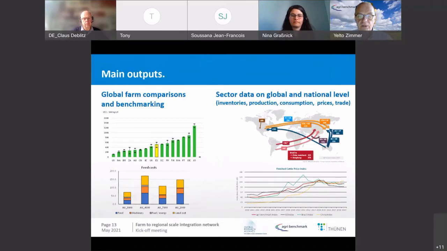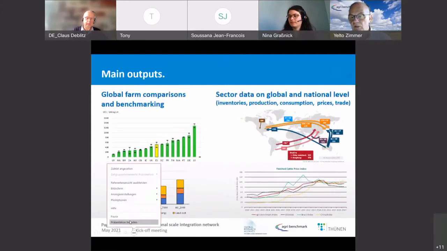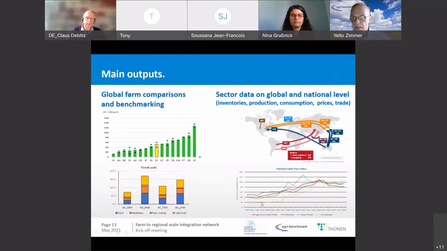And this slide is to illustrate some of the results. On the left-hand side, we do an international benchmarking for some key cost components, here for livestock. We then have the ability to have a very detailed breakdown of different cost elements, which is also interesting when it comes to the impact from climate change or climate mitigation strategies. But we also have a very strong database on international trade, which you can see on the right-hand side.